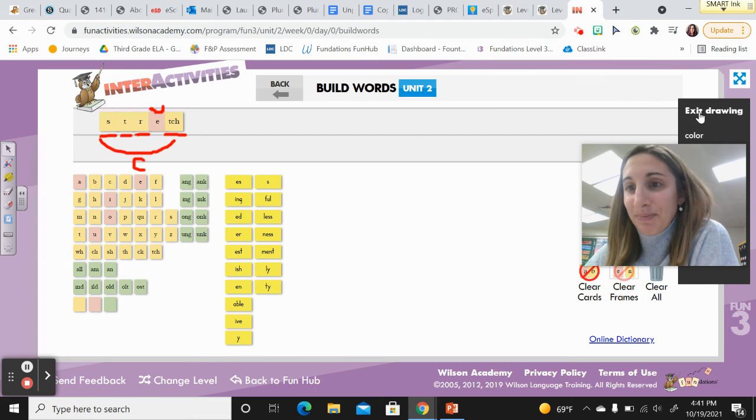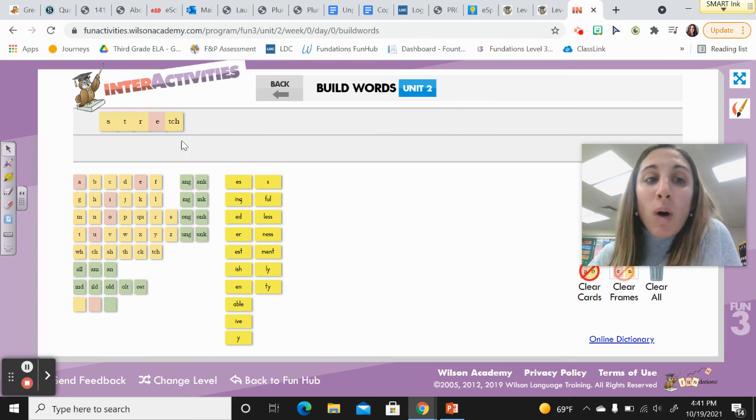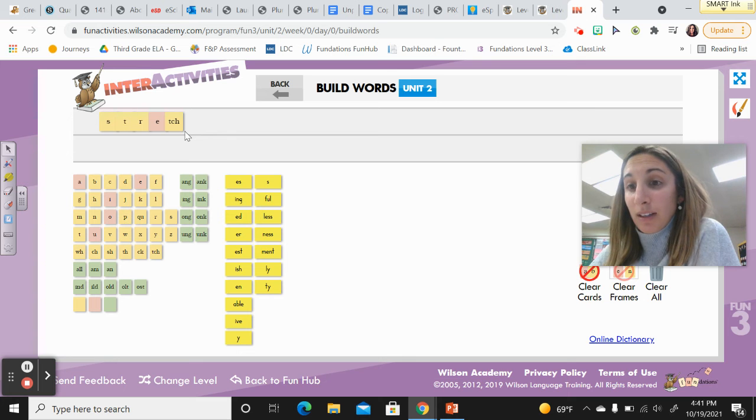Excellent. Before I make the next word, I also want you to think about, why did they put TCH at the end instead of just CH? Because they both make the same sound. Remember that rule from Unit 1? Right. The trigraph TCH has to follow right after a short vowel.